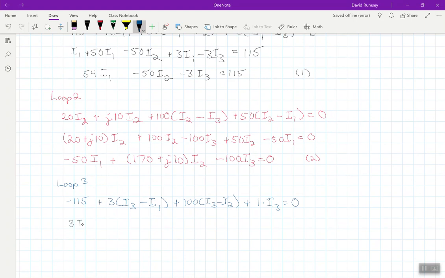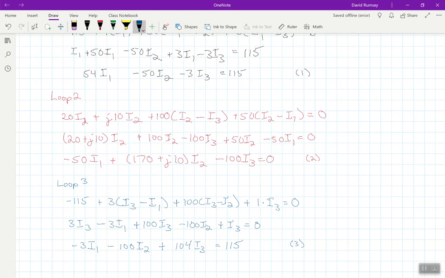And then multiplying things out again, just like we've been doing all along, and combining like terms and writing it in sequential order again, I'd have minus 3 I1 minus 100 I2 plus 104 I3, and this would be equal to 115. So that'd be equation 3 then.